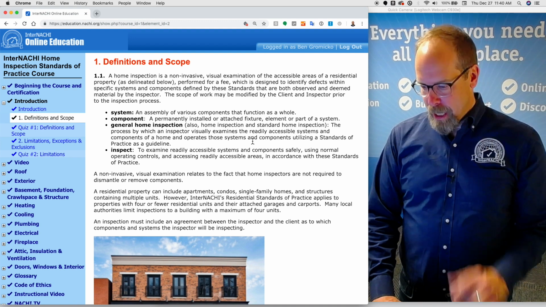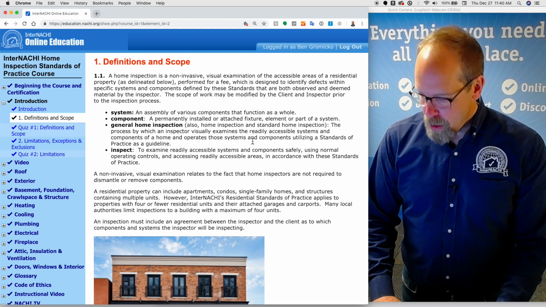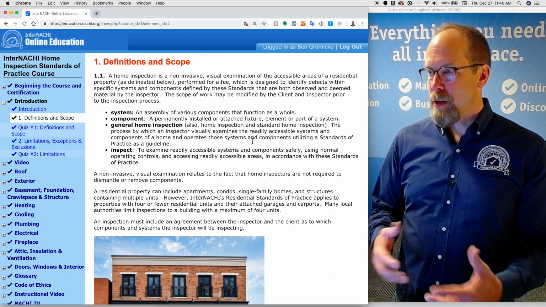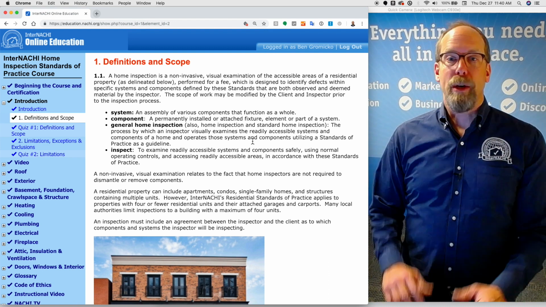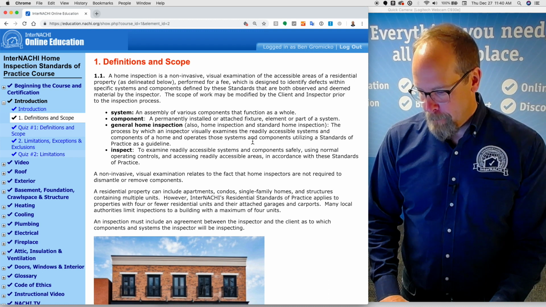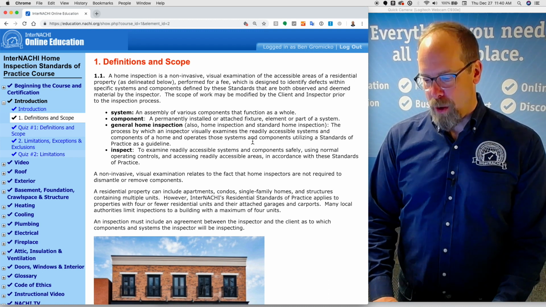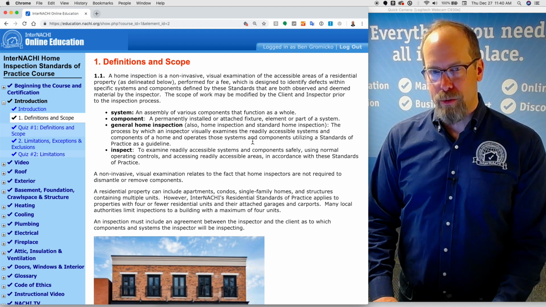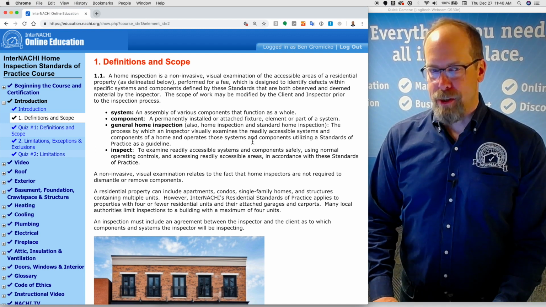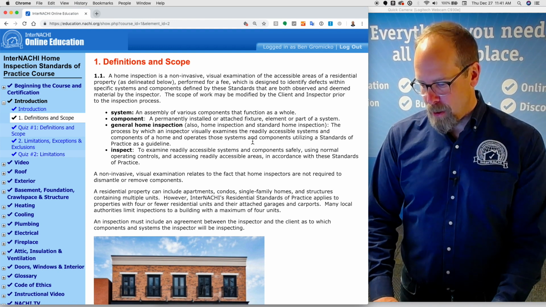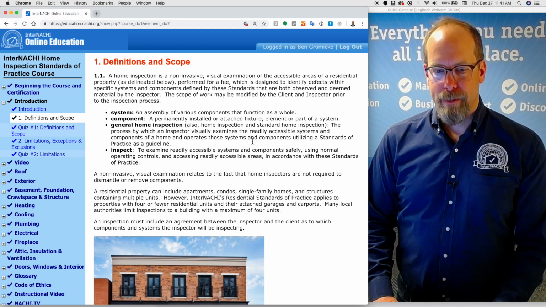A home can include apartments, condos, residential, single-family homes. So when we talk about home inspections, we're talking about residential buildings. However, InterNACHI's residential standards of practice applies to properties with 4 or fewer residential units and their attached garages and carports. Many local authorities limit inspections to a building with a maximum of 4 units.